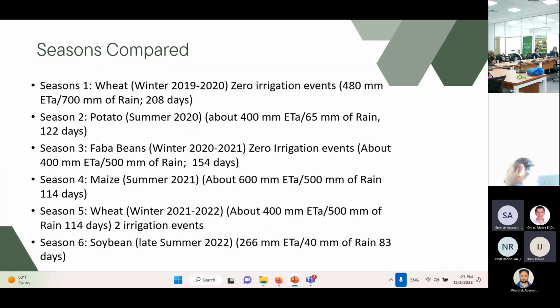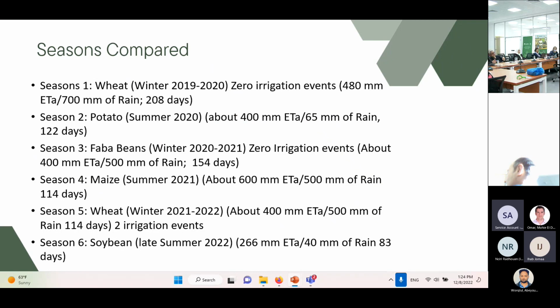Comparison between seasons: the wheat in 2019-2020 with no irrigation had 480 millimeter of ETA and 700 millimeter of rain throughout the whole season, but of course it was not cultivated from the beginning of the rainy season. The potato summer season had 400 millimeter of actual evapotranspiration with about 65 millimeter of rain, over 122 days.